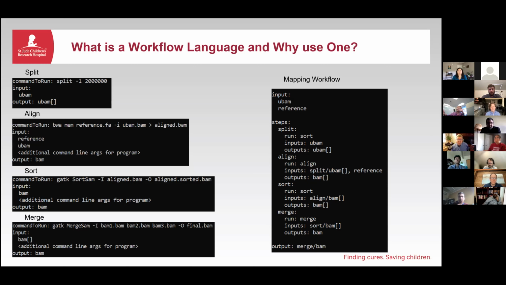And then if we look at the middle section of the script, under align, we see the inputs are from the output of split, and it's an array of UBAMs. So it's going to take the outputs of the previous step as the input to the current step, and eventually you'll get your final result. This is just a general overview of what this might look like.